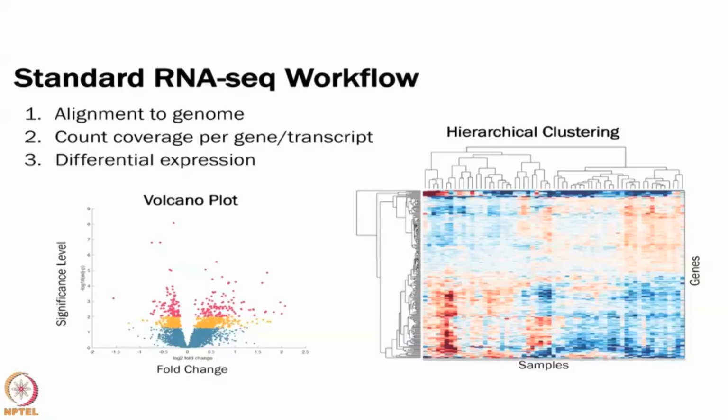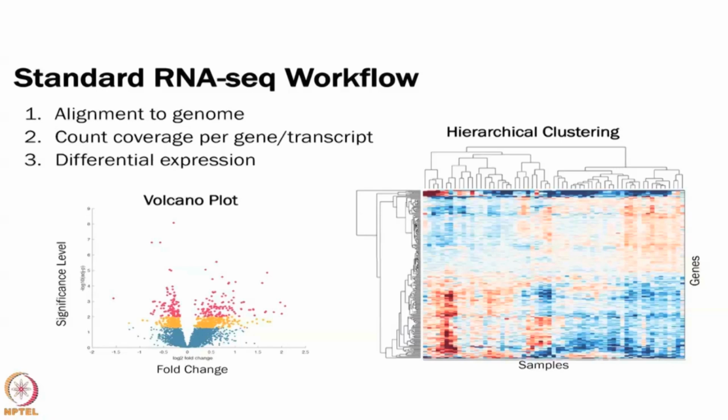So, standard RNA-seq workflow, you do your next-gen sequencing, you have to align it to the genome. The most commonly used aligner for RNA-seq at this point is STAR. So I would very much recommend you use that aligner if you're doing RNA-seq analysis. Then you do coverage, you count coverage per gene or transcript, and then you do differential expression.